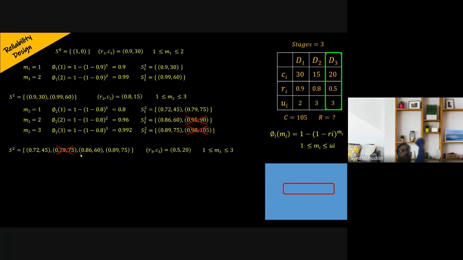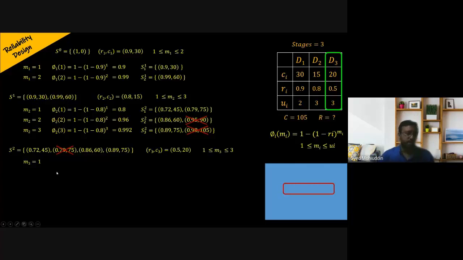Then I suppose the rest of the elements are okay because here's 0.72, here 0.86, reliability is increasing. We have cost 45, cost 60 here, it's increasing, no problem. Then we have reliability 0.86 and 0.89, which is increasing, and cost 60, and here we have 75, which is increasing. So there's no need to purge any other element.